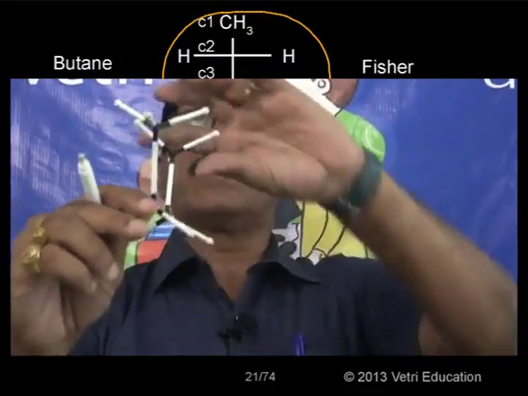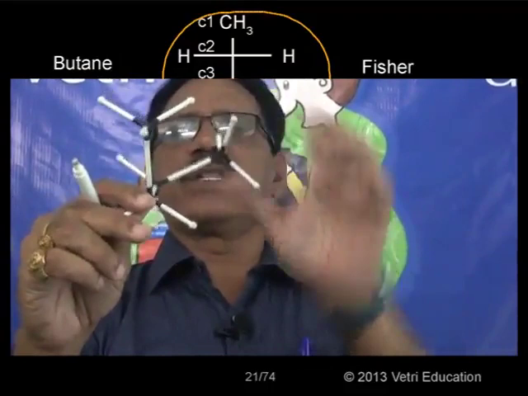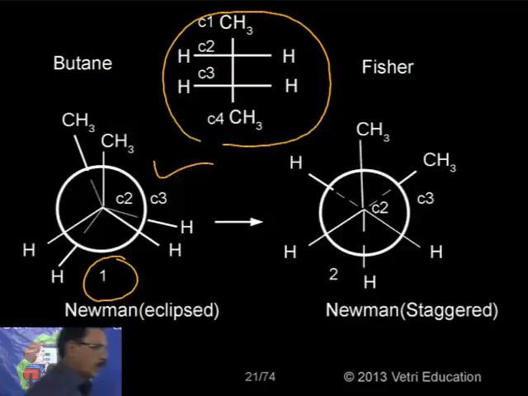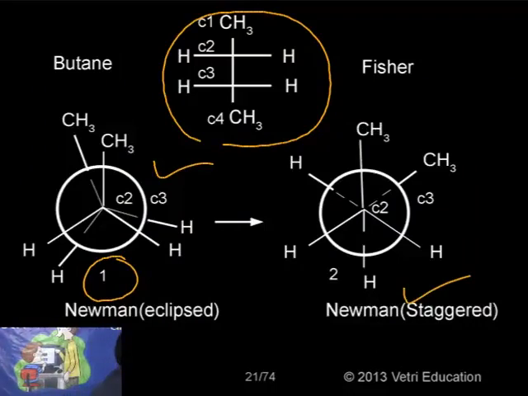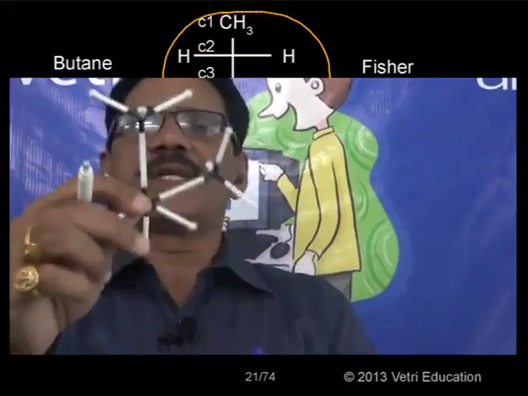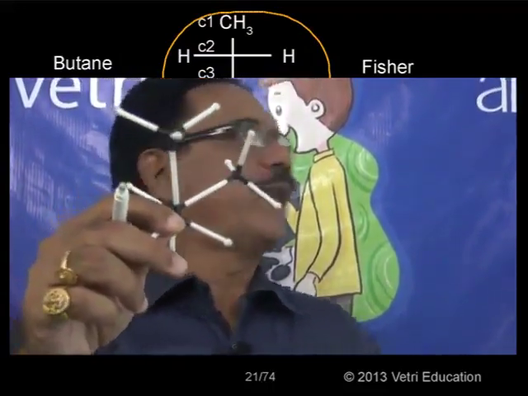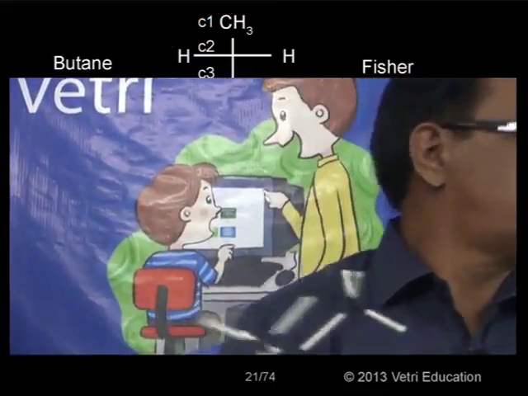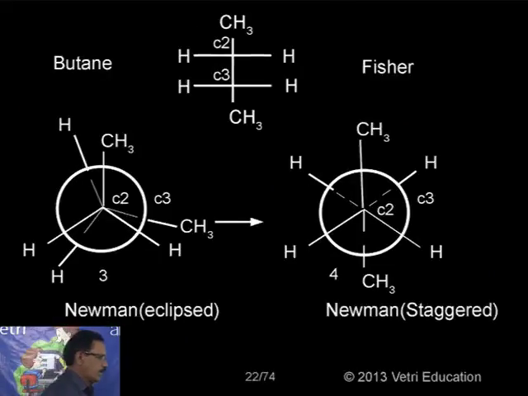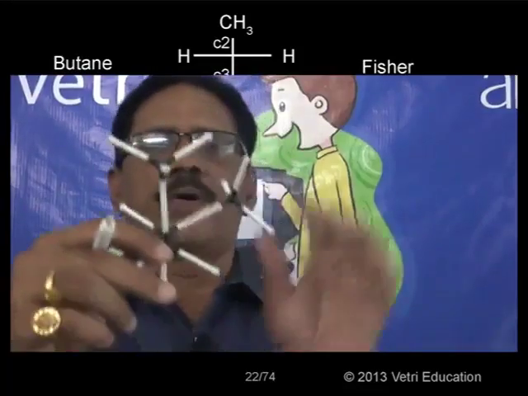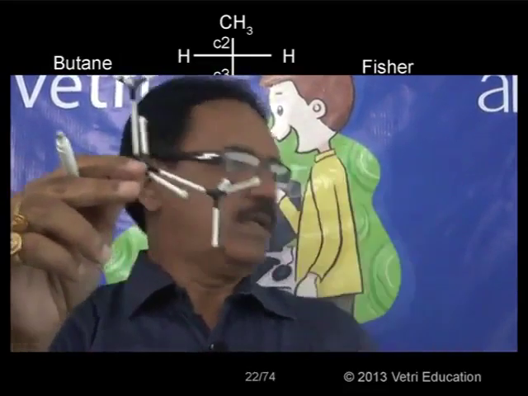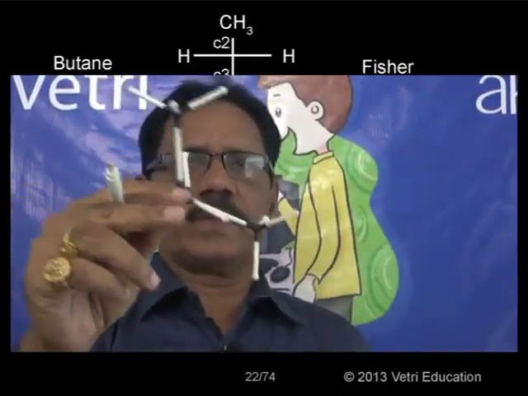After rotating 60 degrees, I am showing this is the second one. Now look at the board. This is the staggered form, and this CH3 is rotated 60 degrees. This is the view, structure 2. Okay, now go for structure 3. Look at the board now. CH3 going for further rotation again produces an eclipsed form. See structure 3, eclipsed. Now look at the board, this is the eclipsed form, 3.